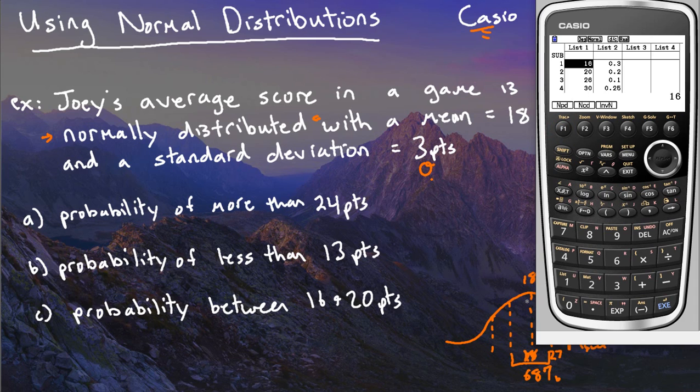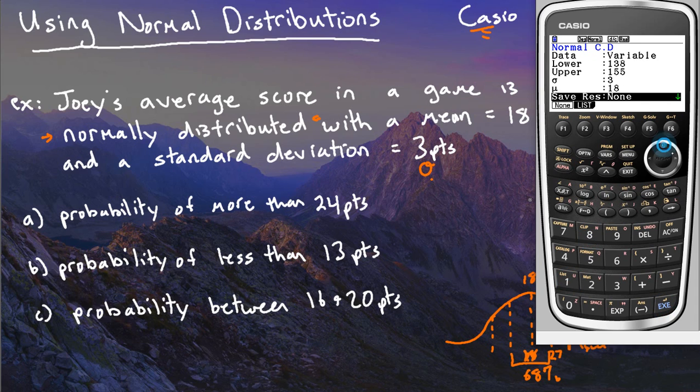Now we have norm PD, norm CD, and inverse norm. Right here is what we want, norm CD. For norm CD, our data is going to be variable, and right here we could switch to list data, but we're going to do variable data. Now, lower and upper bounds, let's take a look at that in a second. Our standard deviation is going to be our 3 in our example, and our mean is 18.